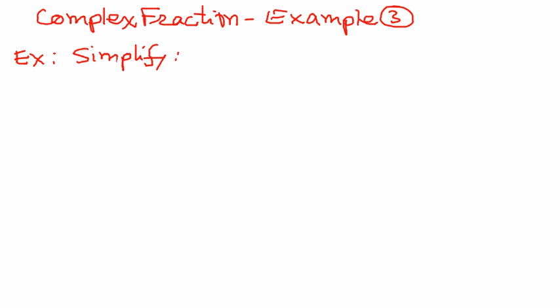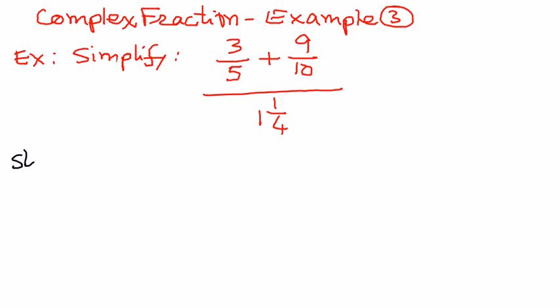this complex fraction: 3 over 5 plus 9 over 10, divided by 1 1/4. So this is what we have. This is a complex fraction. In step number 1, we will simplify the numerator part, and then in step 2, we'll simplify the denominator part, and then we'll simplify the whole complex fraction.